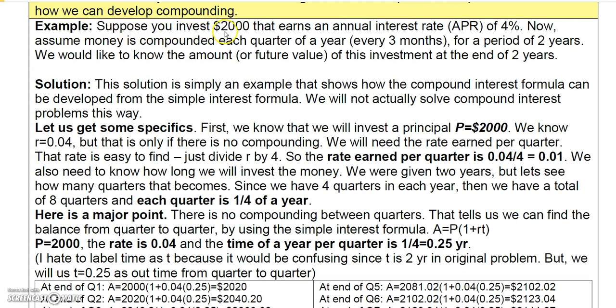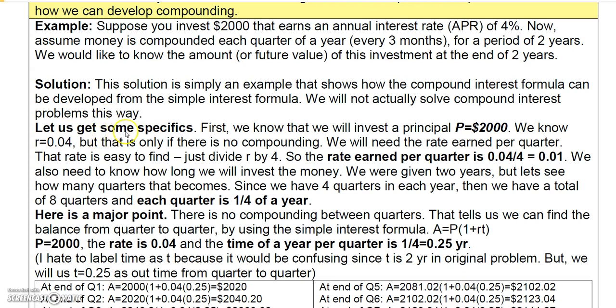Suppose you invest $2,000 that earns an annual interest rate, or an APR, of 4%. Now assume money is compounded each quarter of a year, in other words, every 3 months, for a period of 2 years. We would like to know the amount or future value of this investment at the end of 2 years. Now, this solution is simply an example that shows you how the compound interest formula can be developed from the simple interest formula. We will not actually solve future problems like this.